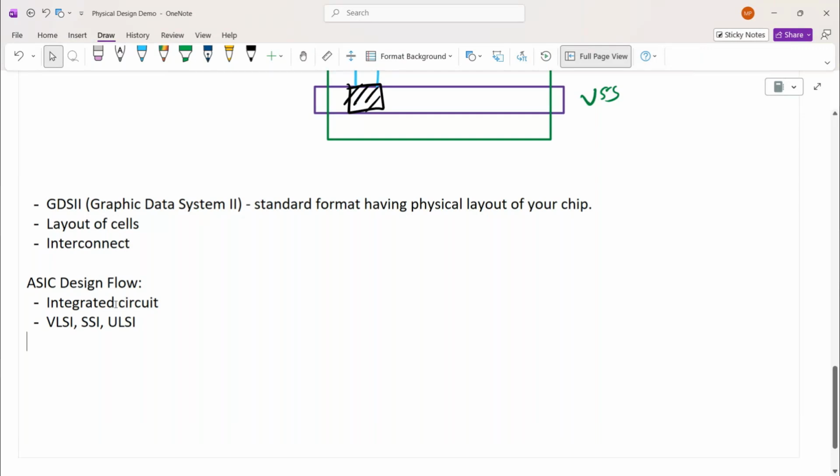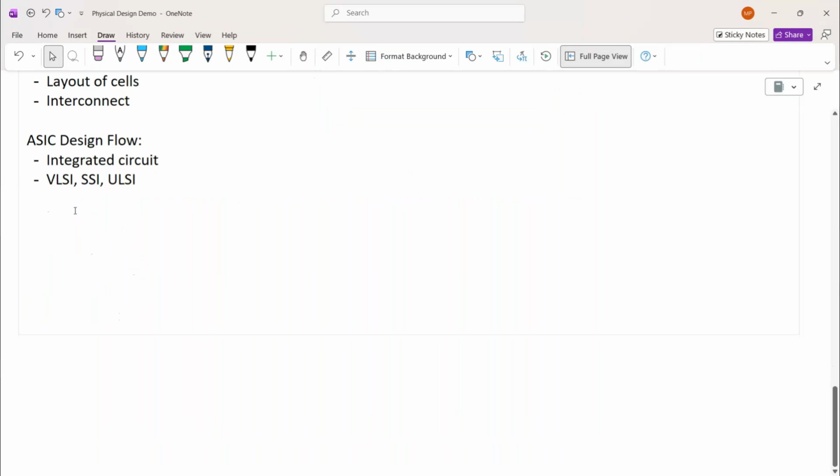Now we will see the ASIC design flow. Do you know it? If you remember the flow, you can let me know. Okay, fine. So it is like, first, specification. Then I'll walk you through each and every aspect of it. I'm just writing the flow right now.